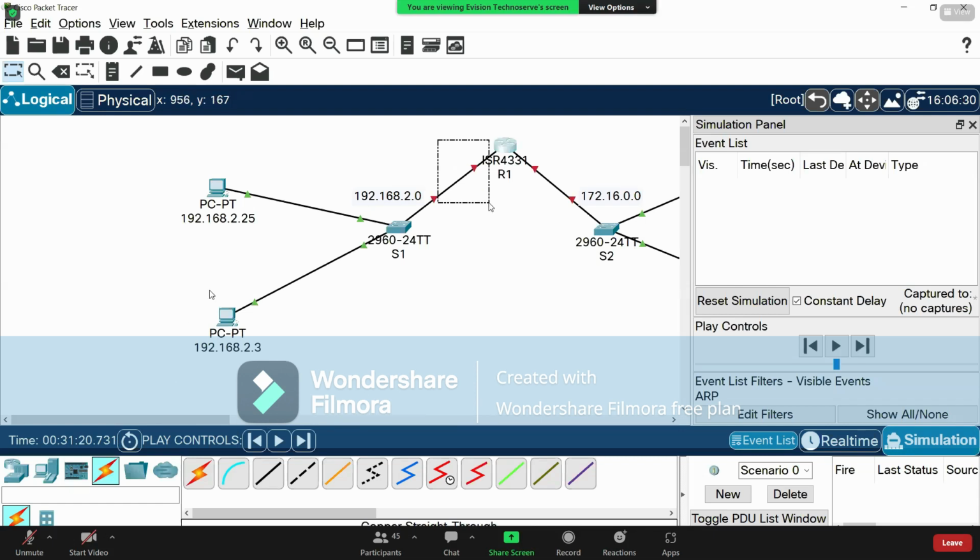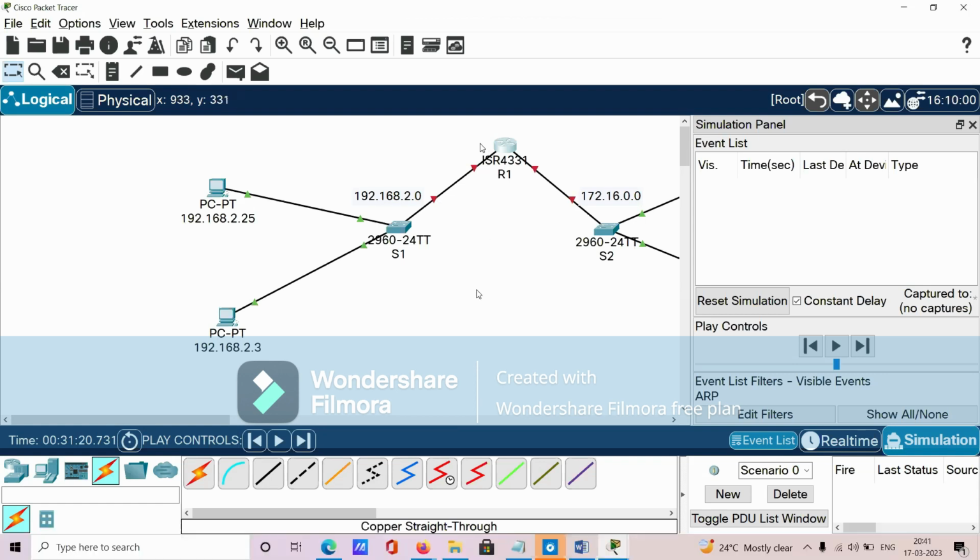So I am in R1 and I'm configuring this interface by assigning the IP address. Now, what IP address should I assign?